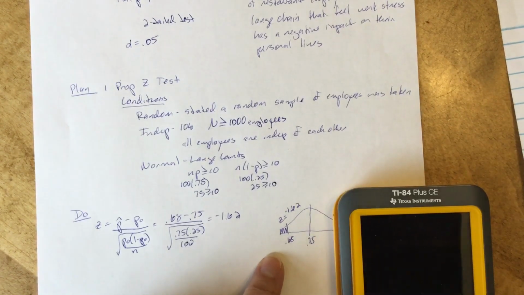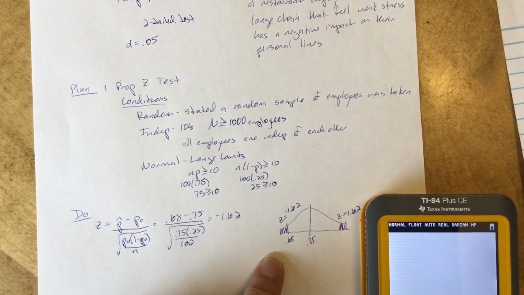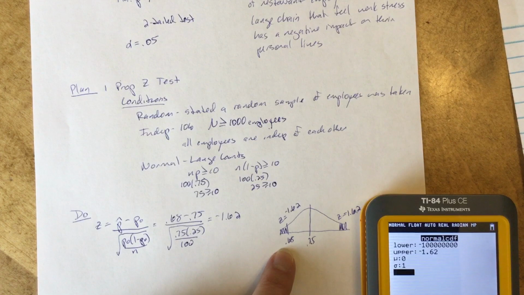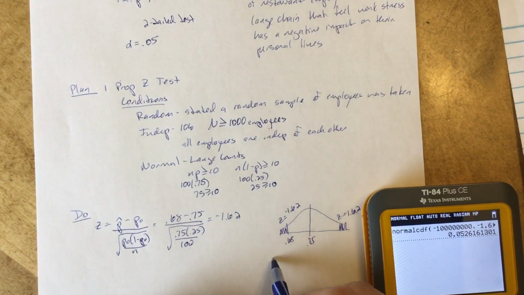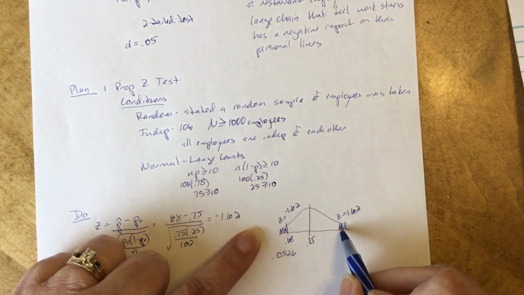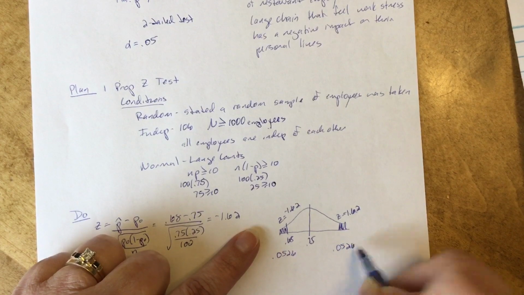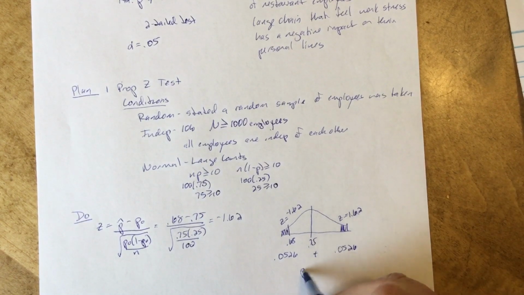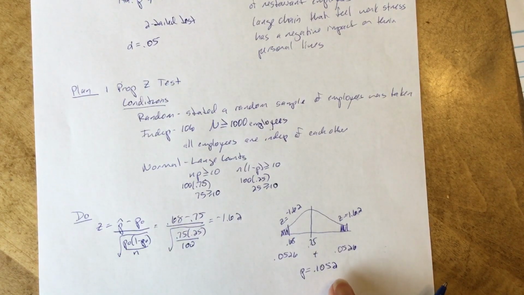So we'll throw this one in the calculator. Oops. I think I did the other one already. So negative a gazillion to negative 1.62. So that's going to get us an area on this side of 0.0526. So that's the probability of less than over here. So of course that probability is going to be the same thing. And two-tailed test, that's why I got to do two of them. Add these together, so we'll get our p-value of 0.1052. Okay, so there's about 10.5% chance that it's going to differ from 75%.